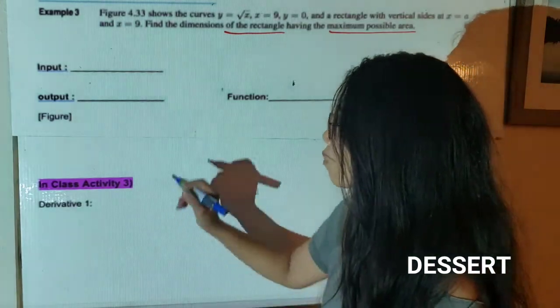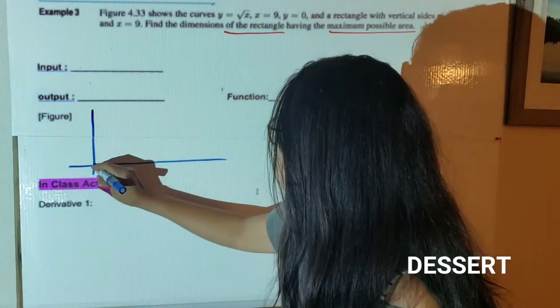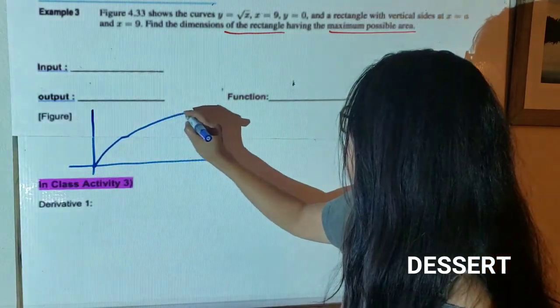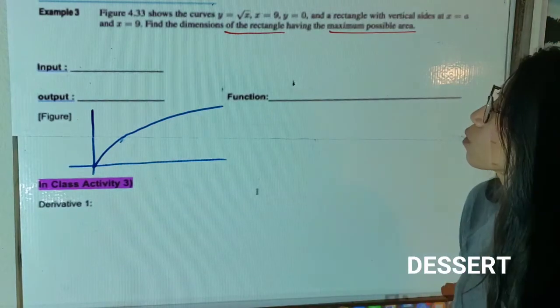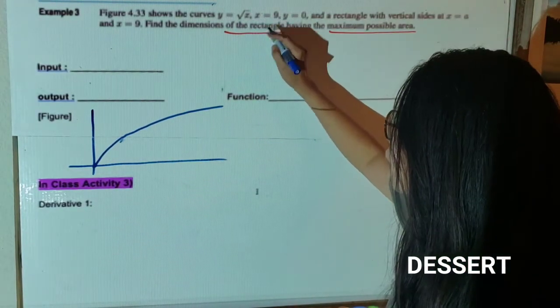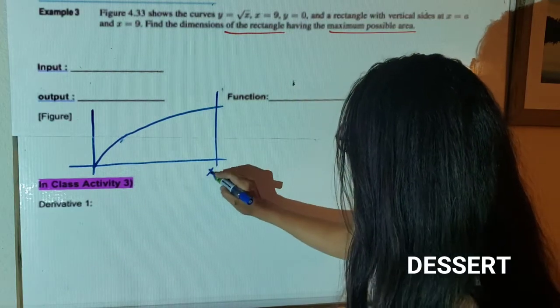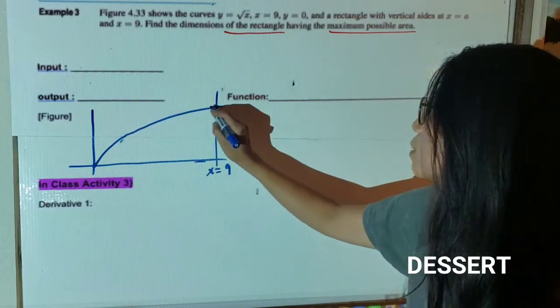So let's try to draw first. We know the graph of this one, square root of x, is going to be like that. Okay, so I'm looking at square root of x, and x equals 9, and then y equals 0, so we're talking about this figure here.